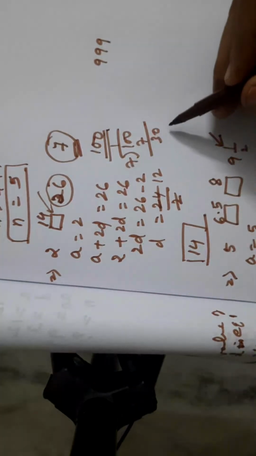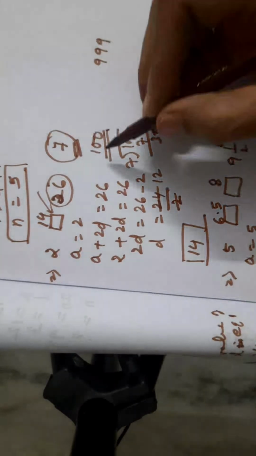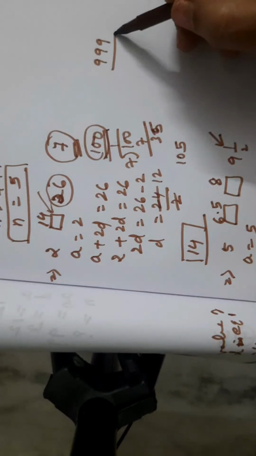So 30 does not come. 35 comes in the 7 table. So our first term will be 105. So we got 105 as the first term. Now check for 999.